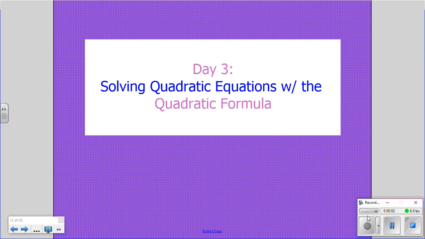Alrighty, today we're going to solve quadratic equations with the quadratic formula. So the last few lessons we've learned solving quadratic equations by factoring and solving quadratic equations by completing the square. Now with the quadratic formula, it's capable of solving any type of quadratic equation, whereas the previous two had some restrictions. So keep that in mind that this one would probably be the best one to use no matter what.